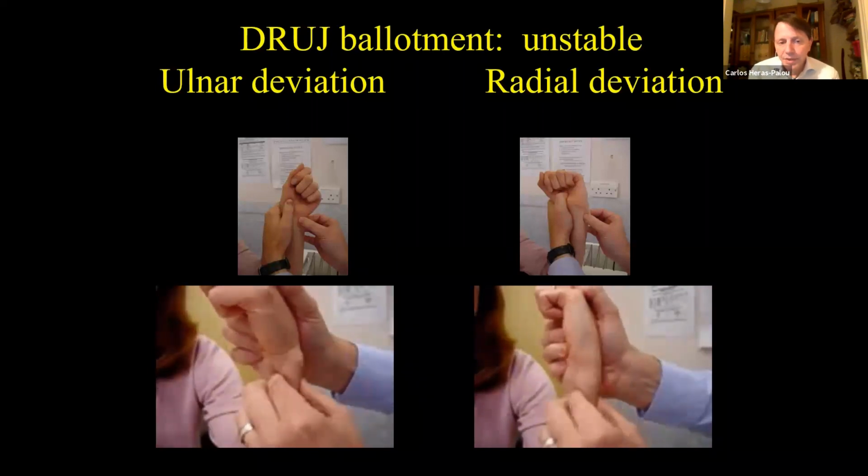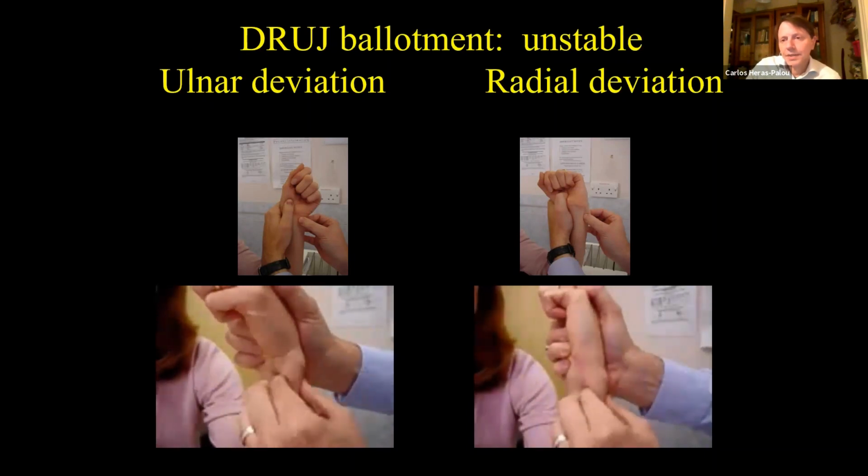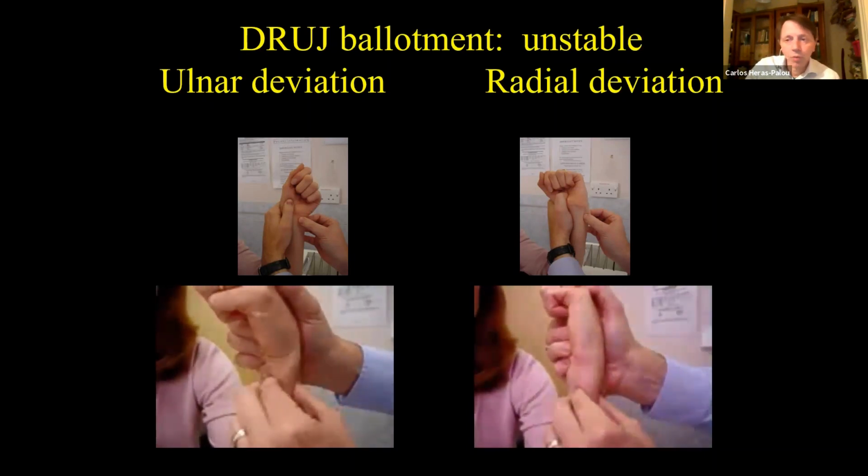It could be because there is a problem with the bone, like a malunion of the radius, or because there is a torn TFCC, or because there is a bigger problem in the forearm.